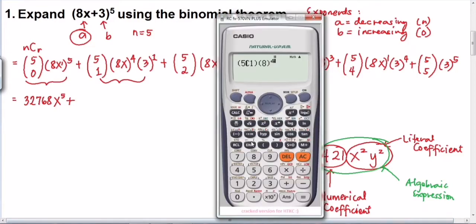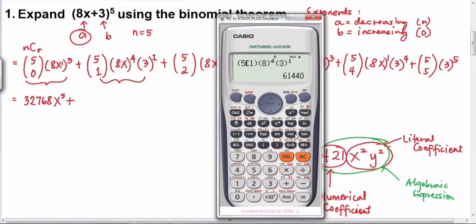Okay? So, lalagyan nyo ulit ng parenthesis. So, baba nyo muna. So, 3. Ayan. You always enclose it with a parenthesis. Raised to 1. Ayan. So, ganyan itsura niyan. Pag in-input nyo to without the letters, so, 5C1 ito, 8 raised to 4, 3 raised to 1. So, equals 61,440.